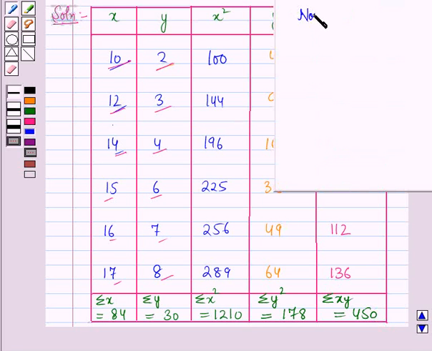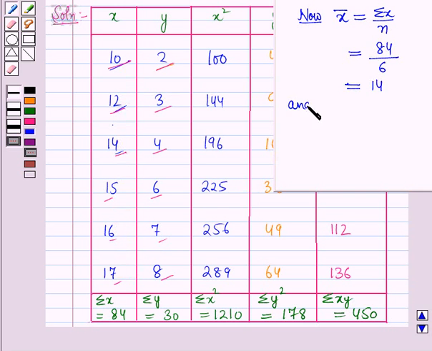Now, we know that the mean value of x is given by x bar, which is equal to summation x by the number of observations, which is n. So, here summation x is 84 over the number of observations, which are 1, 2, 3, 4, 5 and 6. So, this will be equal to 14.